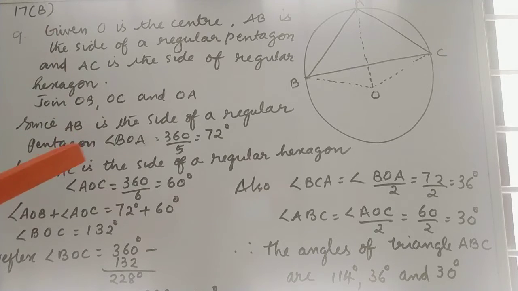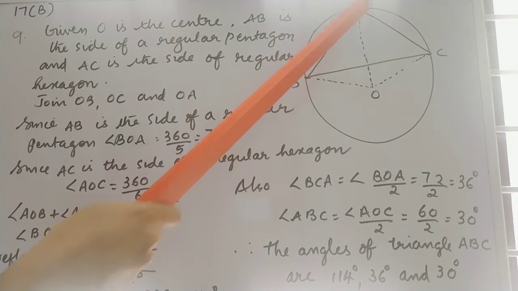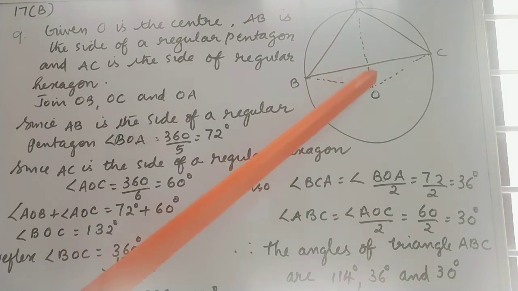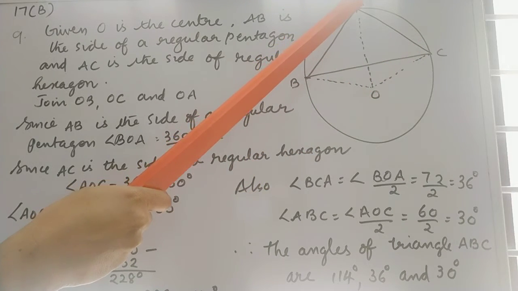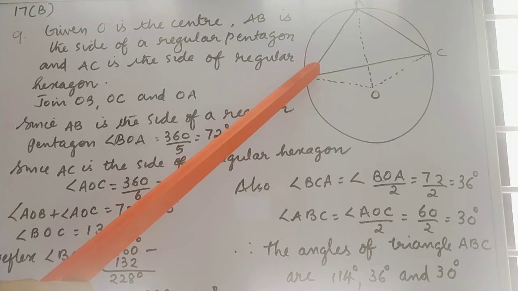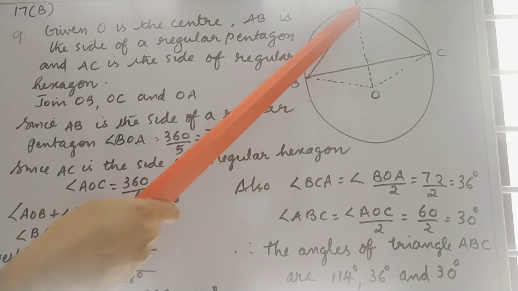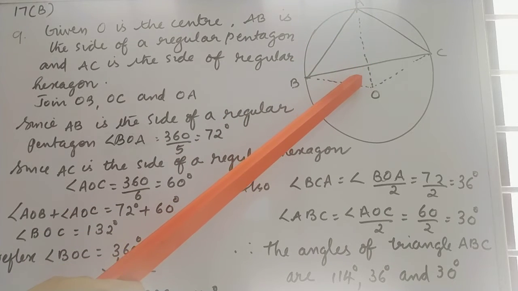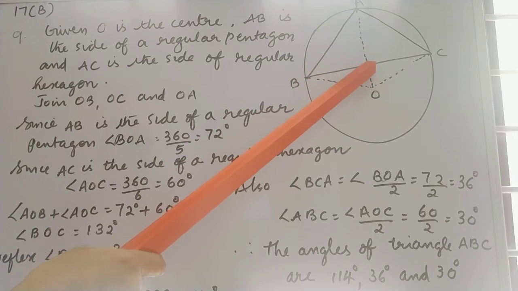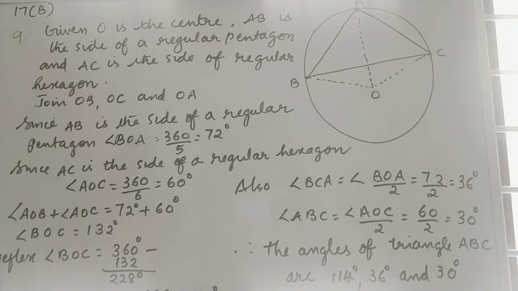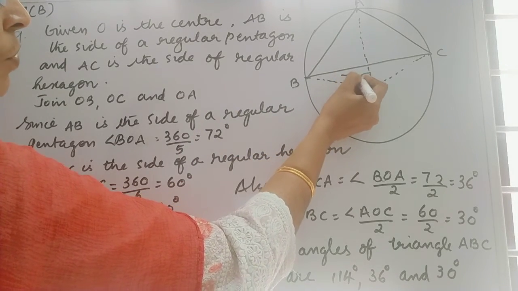Given O is the center of the circle, AB is the side of a regular pentagon, AC is the side of a regular hexagon. We can join OB, OC and OA. Since AB is the side of a regular pentagon, we can write angle BOA as 360 divided by 5, which is equal to 72 degrees. This angle will be 72 degrees.